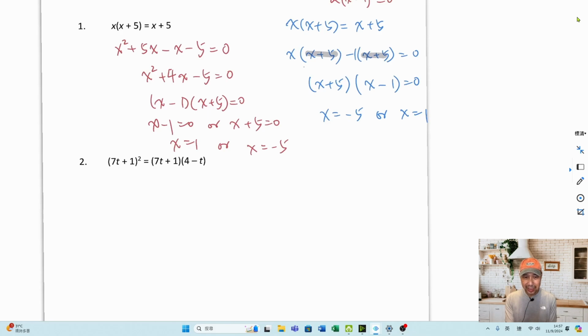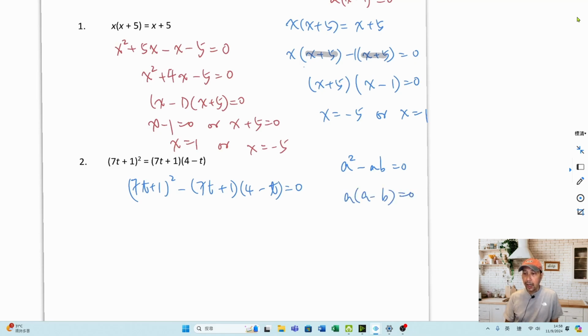We have 7t plus 1 as a common factor. (7t plus 1) squared minus (7t plus 1)(4 minus t) is equal to 0. Okay, 7t plus 1 is a common factor. You can compare, for example, a squared minus ab is 0.